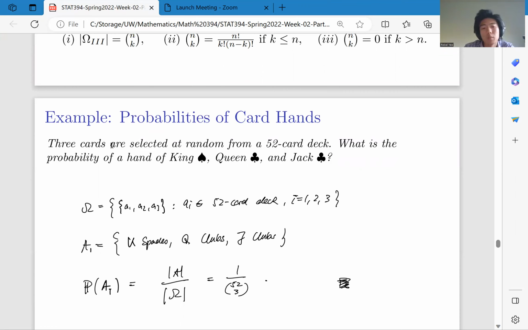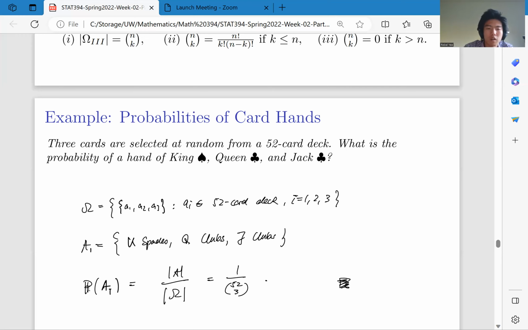So this is a Model 3 example, and the sample space is like A1, A2, A3, where each Ai represents a card from the 52 card deck. In this case, A1, which is an example we consider, only has one possibility, that is spade K, spade K, club Q, and club Jack. So in this case, this is 1.